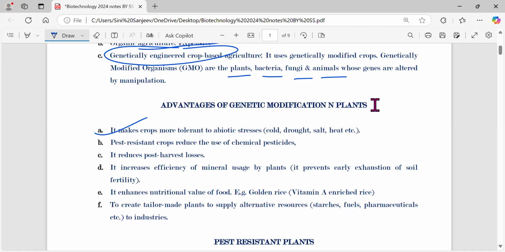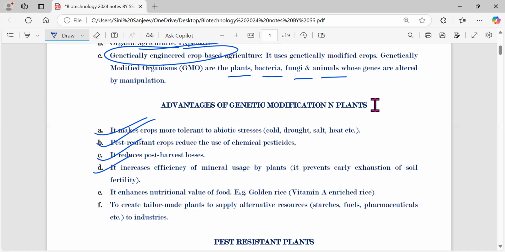So pest resistant crops also you're going to get, and there will be a lesser use of chemical pesticides as well. Next is: it reduces the post-harvest losses. Obviously, post-harvest losses will be more if these abiotic stresses come into existence, because then everything will be lost. So that also can be prevented here.